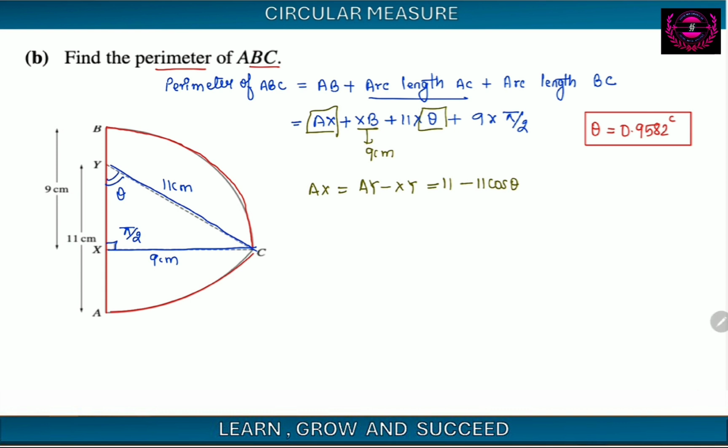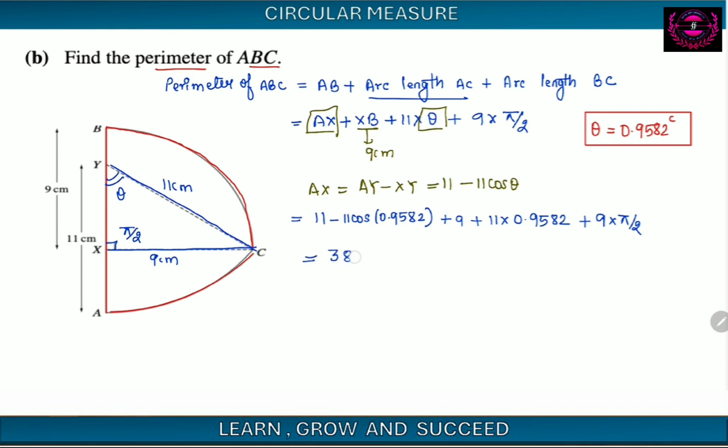So using this value, we can calculate total perimeter is equal to 11 minus 11 cos 0.9582 plus XB, which is 9 centimeters, plus 11 into 0.9582. Substituting these values in the calculator, we get final perimeter as 38.4 centimeter, which is our final answer. Let's move to the next question.